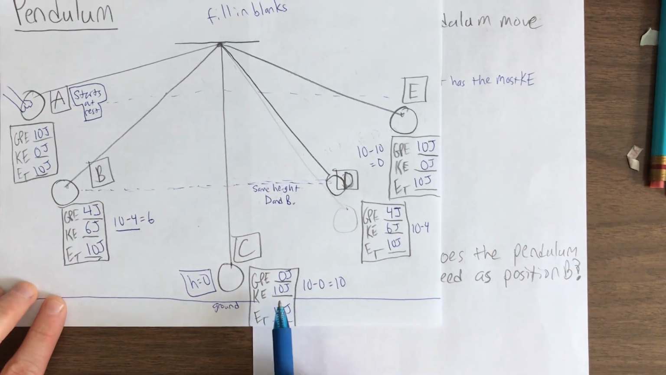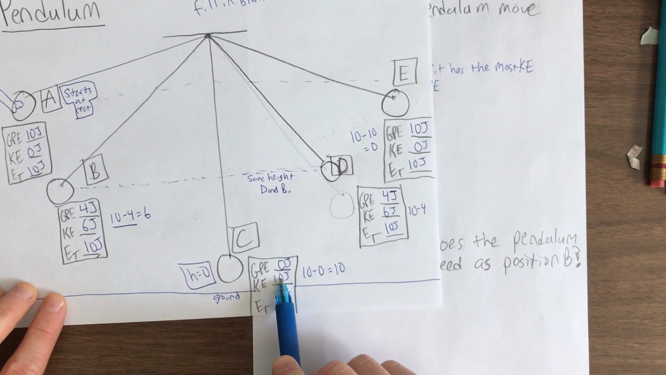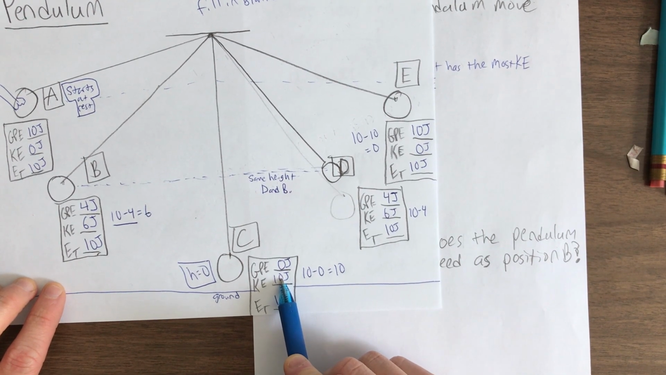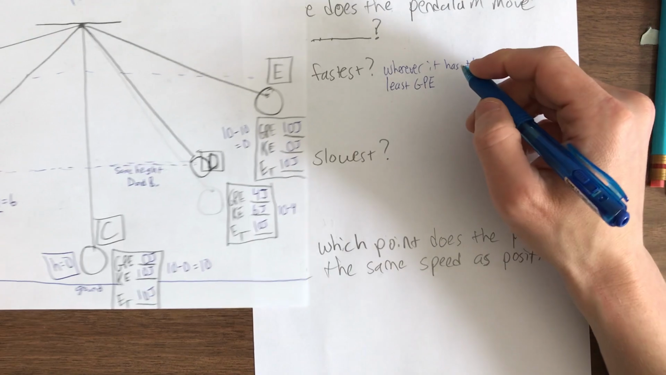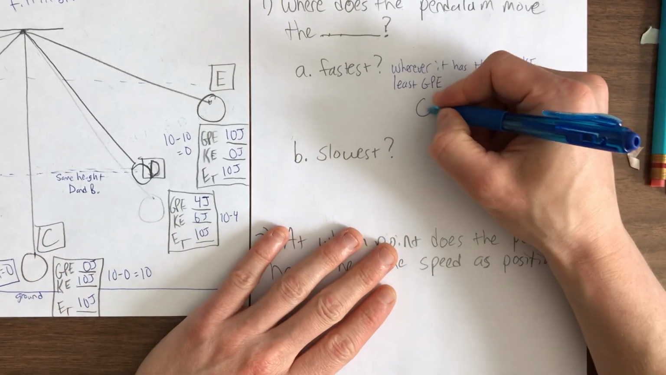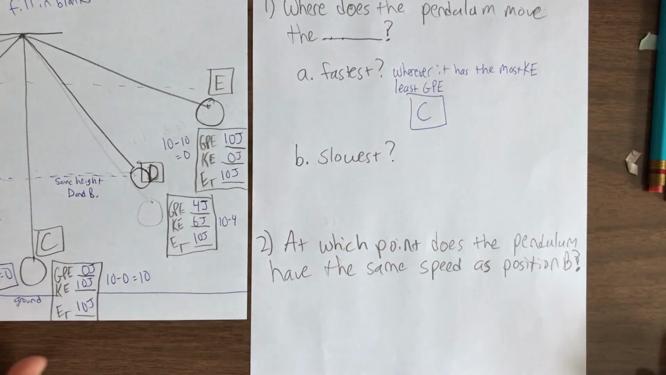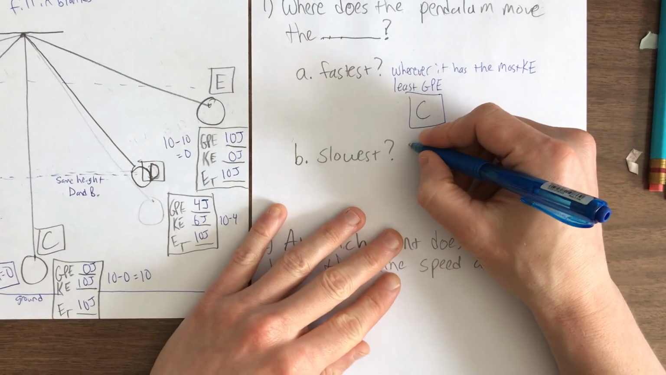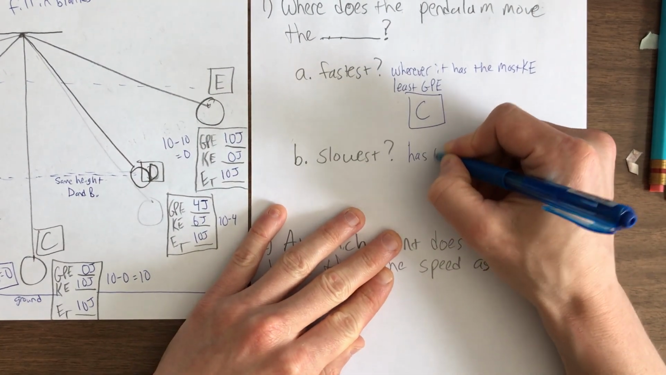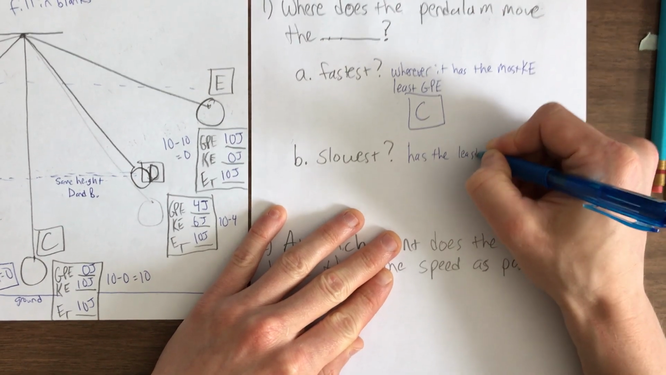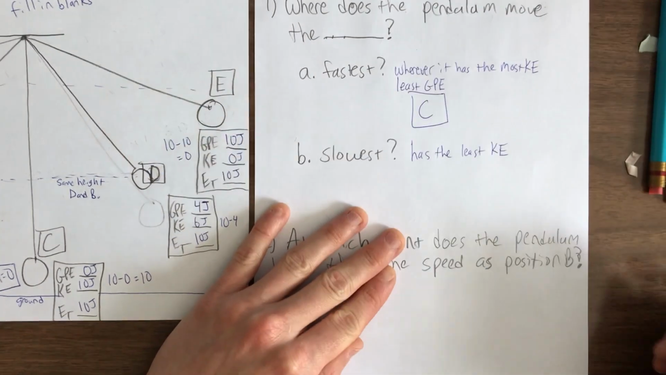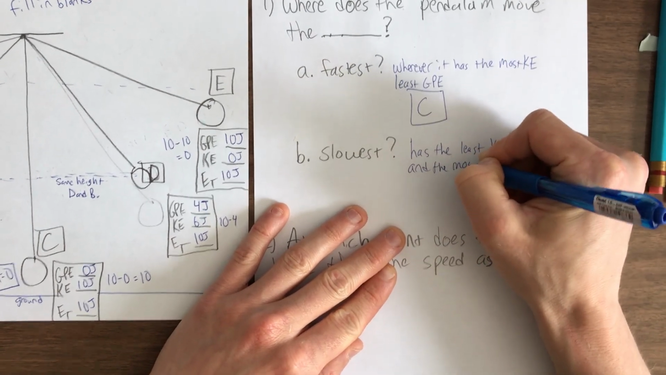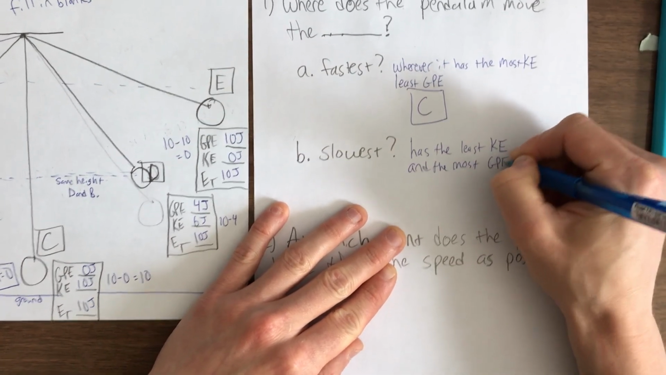Well, it's the lowest spot. The lowest spot, letter C, has 0 GPE because it has no height, and that's why it has a lot of kinetic energy. So it would be letter C. So vice versa, wherever it's moving the slowest is where it has the least kinetic energy, and the most height or most GPE.